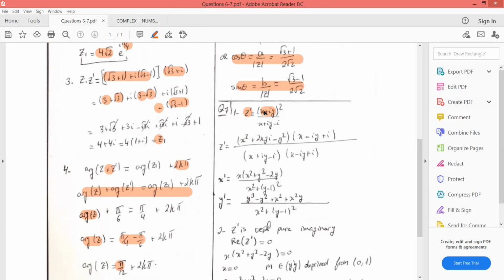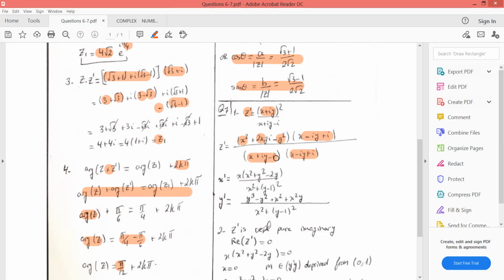First we expand. If we expand this one, squaring gives x square plus 2xyi minus y square. Why is it minus y square? Because I square is minus 1. And below it stays the same. What is the conjugate of this one? Minus iy plus iy. Plus I, you mean. X minus iy. Plus I. Plus I. Yes. X minus y plus I.